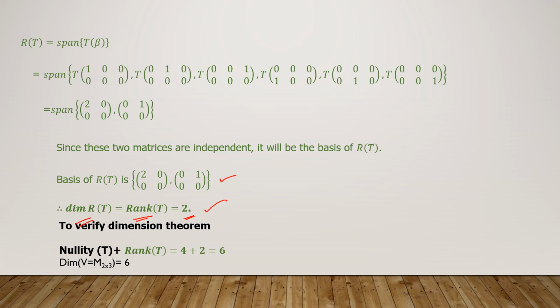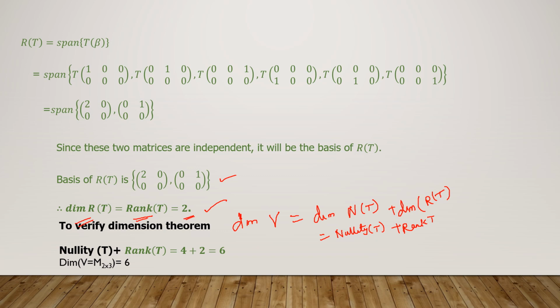Then the dimension theorem. To verify the dimension theorem: it says nullity of T plus rank of T equals dimension of V. That is the dimension theorem. What is the statement? Dimension of V, that is the vector space V, equals dimension of N of T, the null space, plus dimension of R of T. What is dimension of N of T called? It is nullity of T. And this dimension of R of T is called rank of T. Okay, so this is the dimension theorem: dimension of V equals nullity of T plus rank of T.